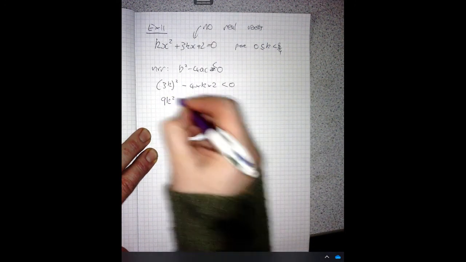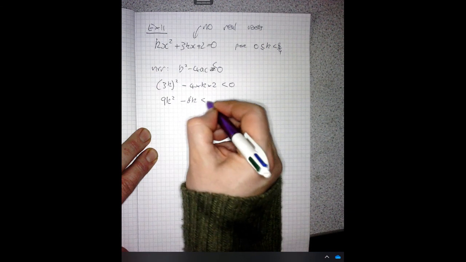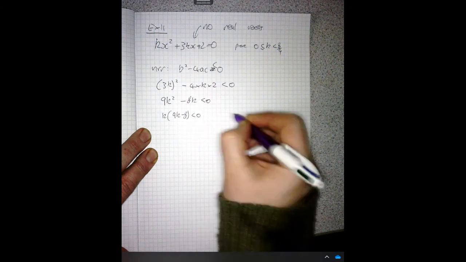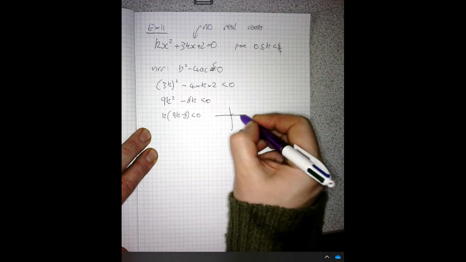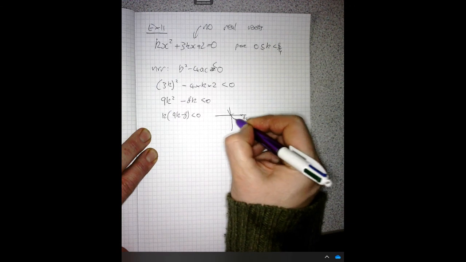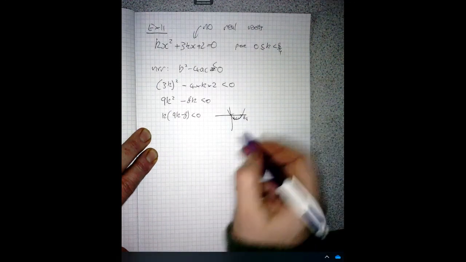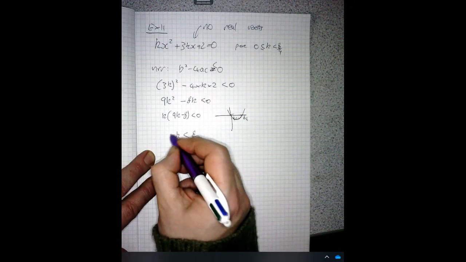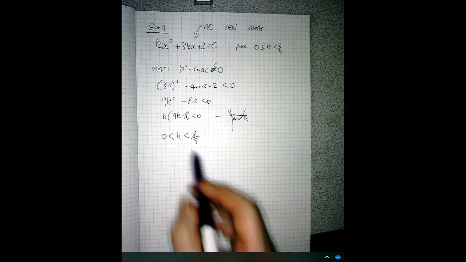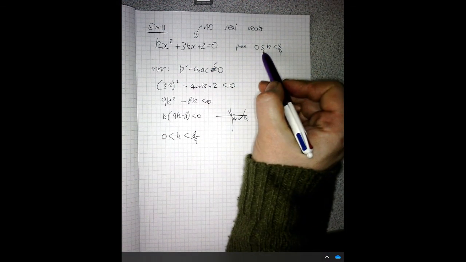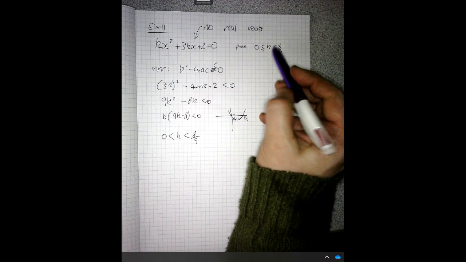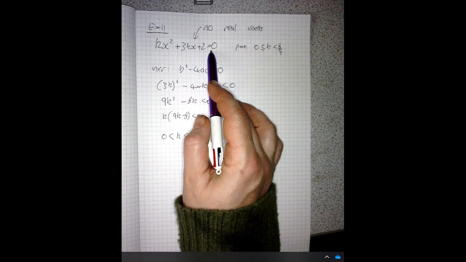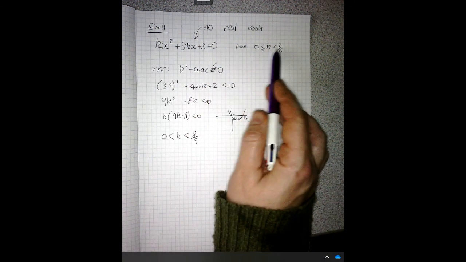None of this is new. You've seen this a billion times before. Take out my k, 9k minus 8. Sketch the quadratic, always with a quadratic inequality. So k must be less than 8/9 and greater than 0. But I need to prove that it's greater or equal to 0. Now remember what that means. These values of k means that there are no solutions to this equation. So I've covered nearly all of those.